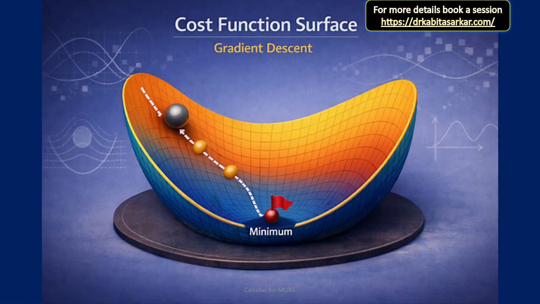Now look at the cost function surface with the ball rolling downhill. This is gradient descent in action. Imagine the ball as our model's parameters. Each step downhill, guided by the gradient, brings us closer to the minimum, the point where our model performs best.